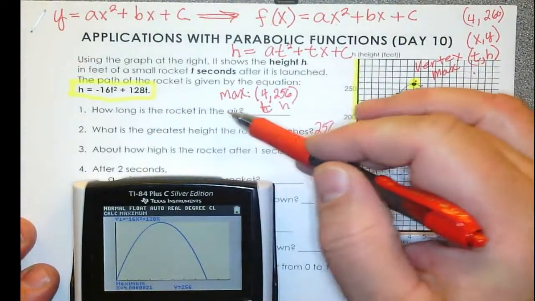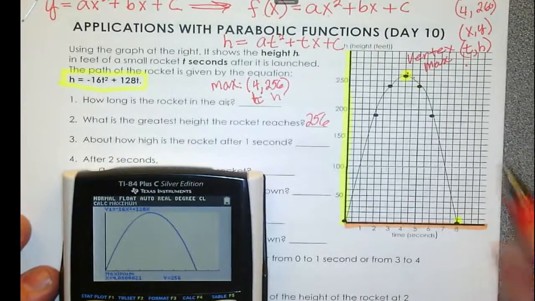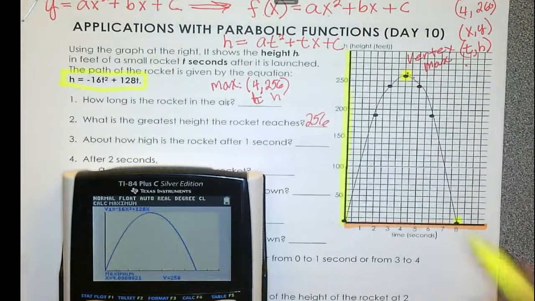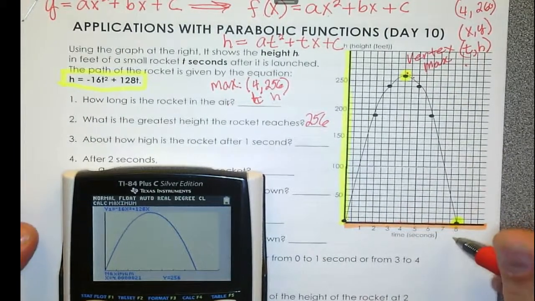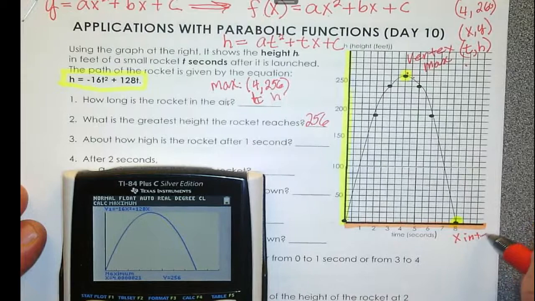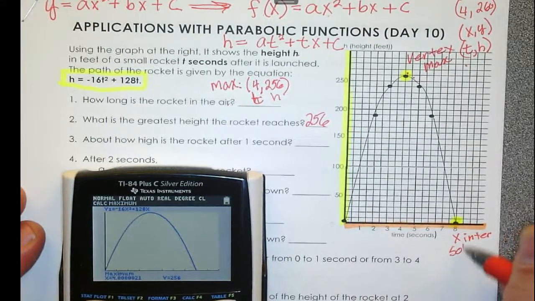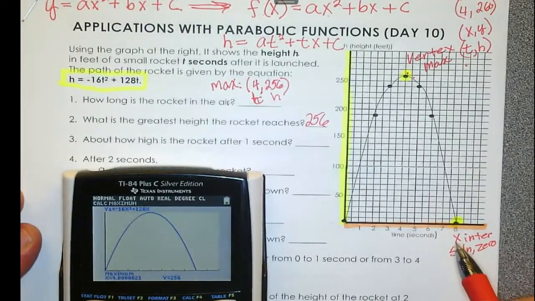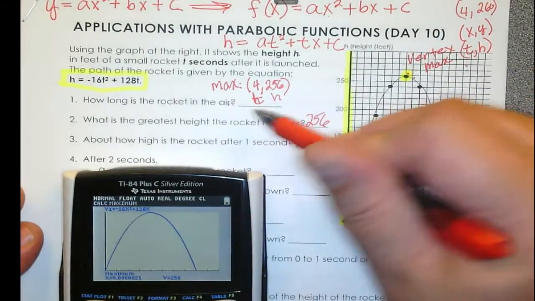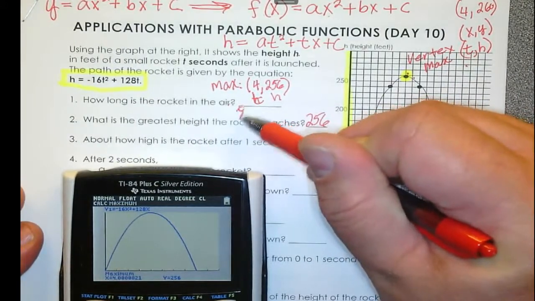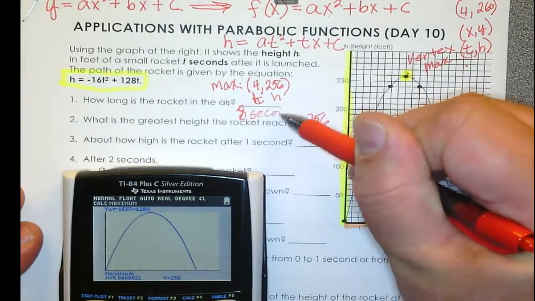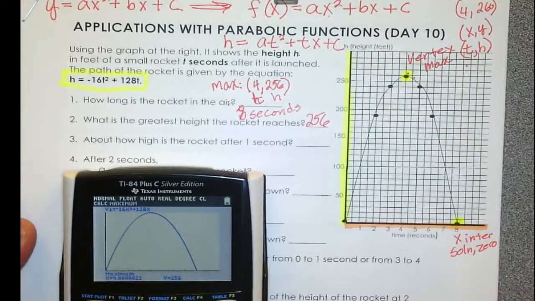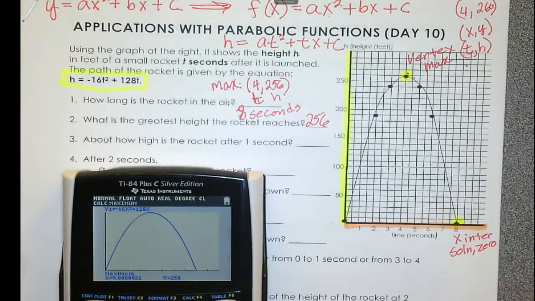Okay, it says how long is the rocket in the air? Well, we know what that is. It's this point here, where it hits the ground, right? And that point is our x-intercept, right? Our x-intercept, our solution, our roots, our 0. Remember all the names I had for it? And that's 8 seconds. So it's in the air for 8 seconds. And that's pretty much all we're going to do here in Algebra 1.